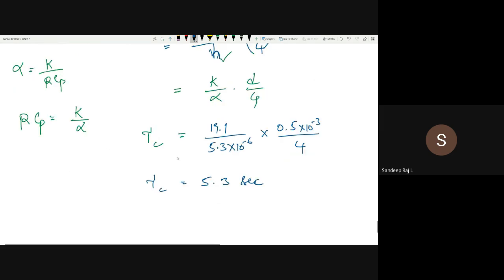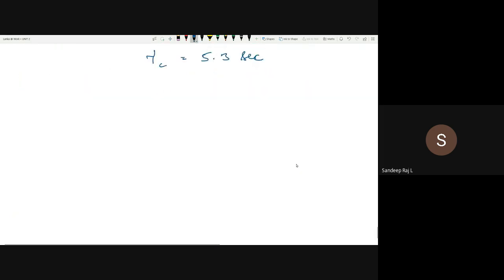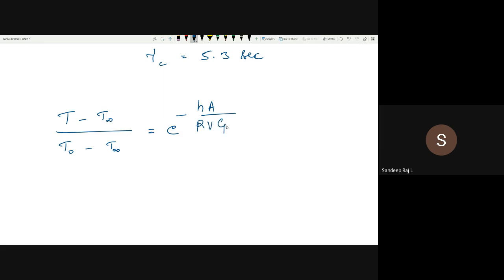Okay, in the second part, he has given you a temperature of 598. So what is this 598 and what is this 600? All these things you have to look into now. See, basically, what is your formula here? It is (T minus T infinity) by (T naught minus T infinity) is equal to e power minus of Biot into Fourier. That Biot into Fourier is nothing but minus hA by rho V Cp into t. Okay, that is, you can write like e power minus of t by tau C.